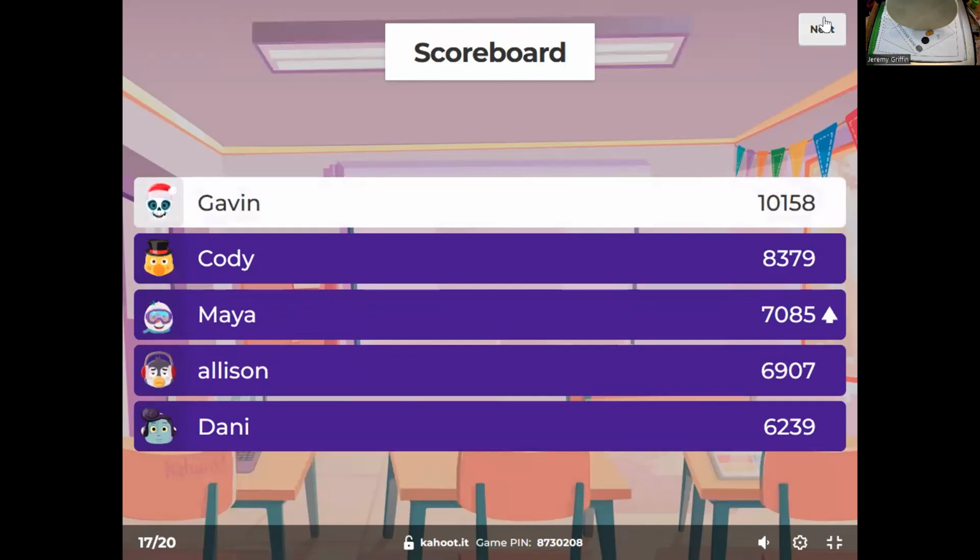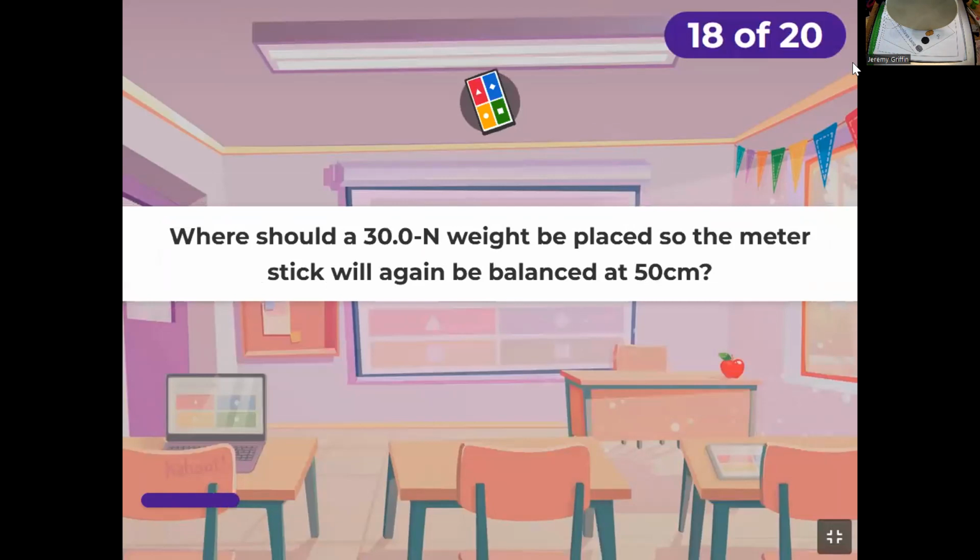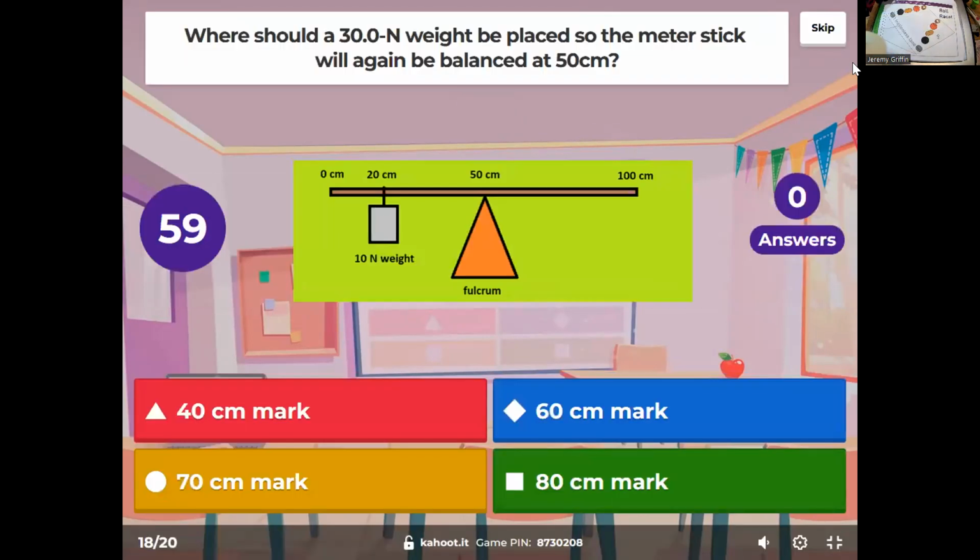All right, got Danny, Allison, Maya moving up, Cody, Gavin in the lead. Where should a 30 Newton weight be placed so that the meter stick will be balanced at the 50 centimeter mark?